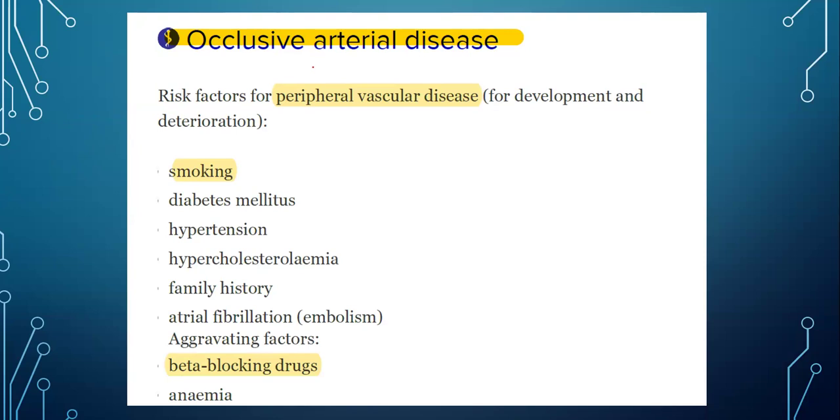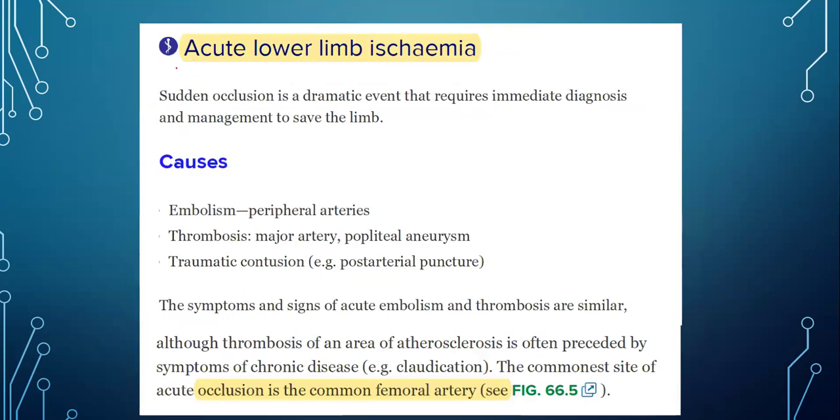Moving on to arterial occlusion. So there are lots of risk factors for peripheral vascular disease, but smoking is the most important one. And apart from that, diabetes, hypertension, high cholesterol, beta blockers, every one of them can cause a little bit of worsening of the arterial occlusion.